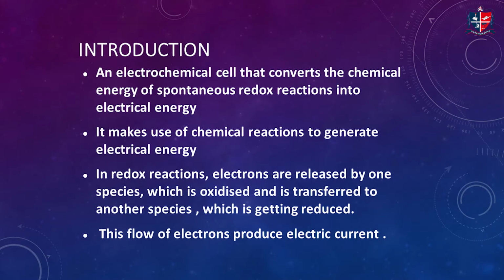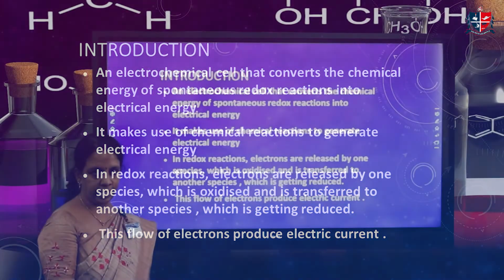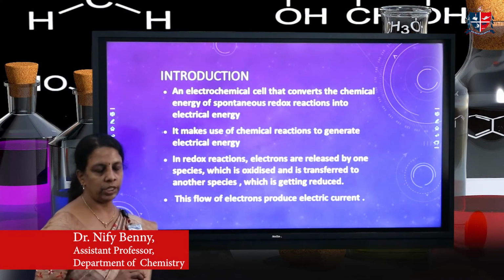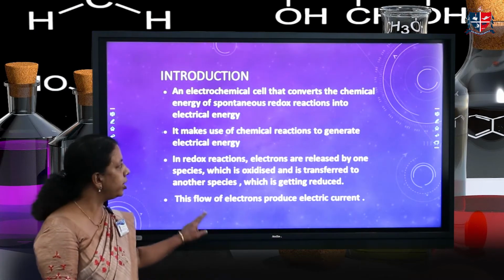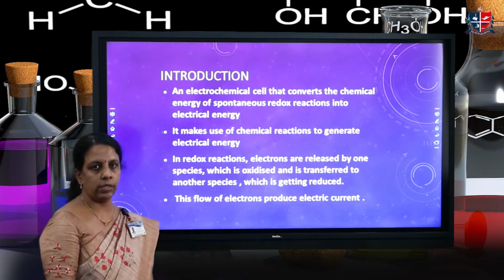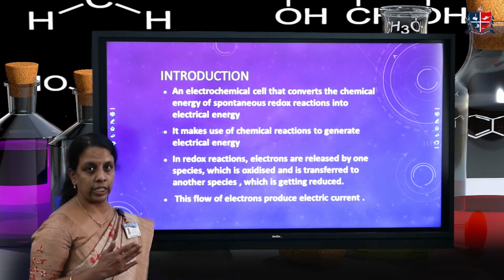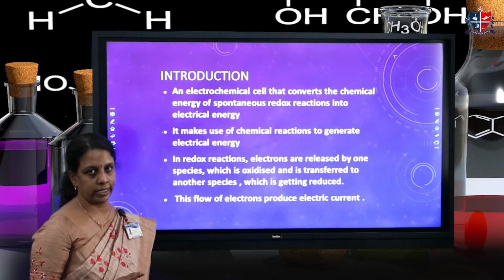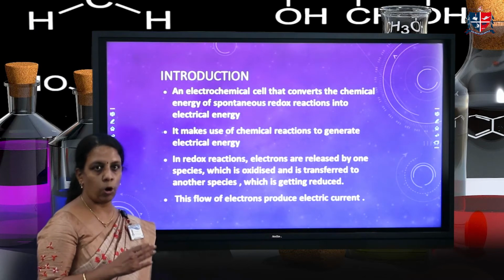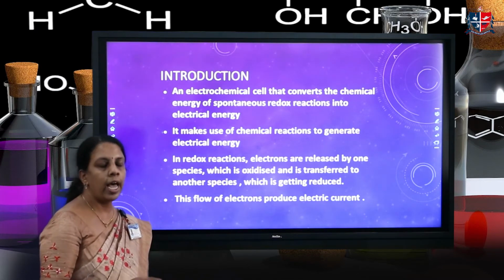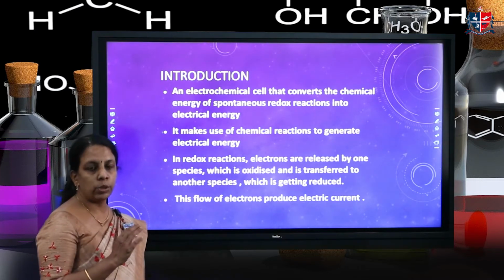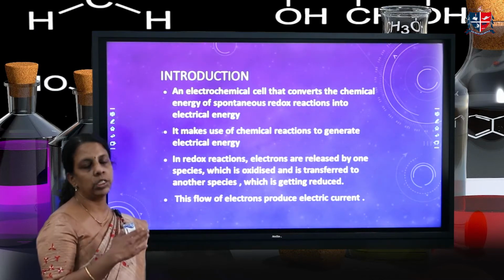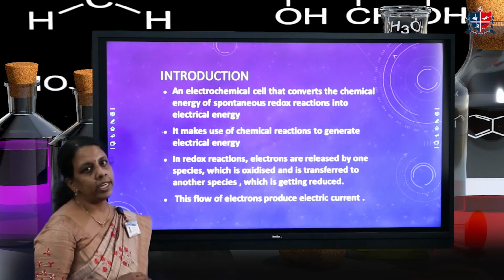A galvanic cell is an electrochemical cell that converts chemical energy into electrical energy. It makes use of chemical reactions to convert it into electrical energy. That is, it makes use of redox reactions, which involve both oxidation and reduction reactions taking place simultaneously. One species is undergoing oxidation, that means it loses electrons, and the other species accepts electrons, that is, it gets reduced. And due to this flow of electrons from one species to the other, electric current will be generated.